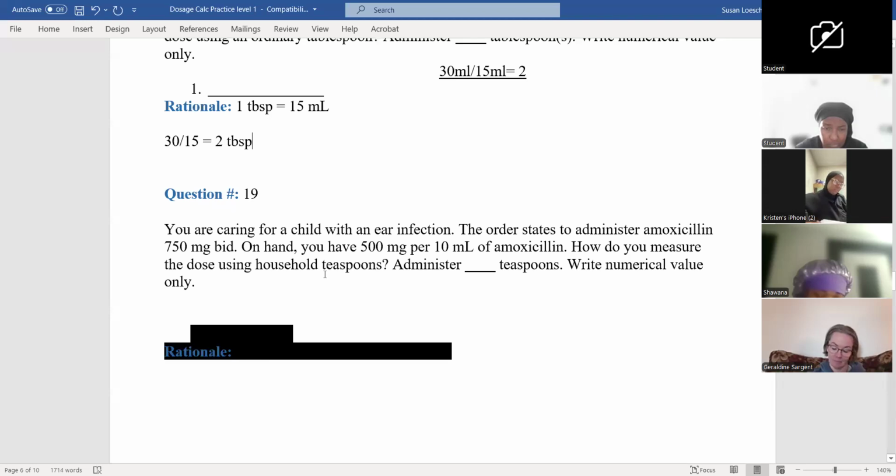Try the next one. So this says, how do you measure the dose using a teaspoon? Administer blank amount of teaspoons. So now this one's not as easy because you have to do the math, right? So what is your formula first for the problem? What kind of formula would you use to calculate your mLs here?